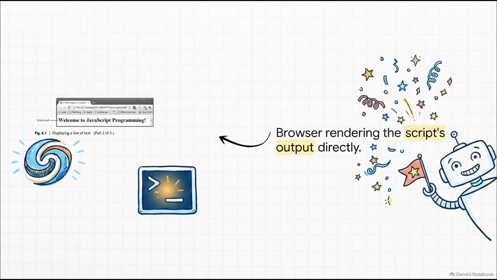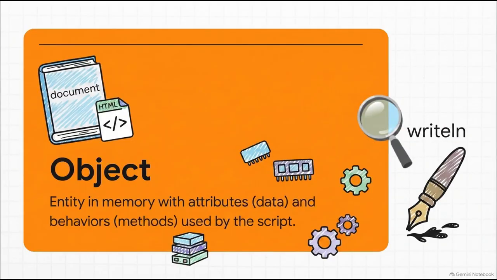It seems simple, I know, but honestly, seeing your code manifest visually for the very first time, it's a huge, incredibly satisfying milestone. To really grasp how that magic happened, we've got to talk about a core concept in programming, objects. You can think of an object kind of like a noun, and its methods are the verbs. Basically, an object is this entity living in your computer's memory that holds attributes, that's the data, and behaviors, which are the methods. In our little script, document is the noun representing the HTML page itself. And writeLine, well, that's our verb. It's a specific behavior we explicitly ask the document object to perform for us.